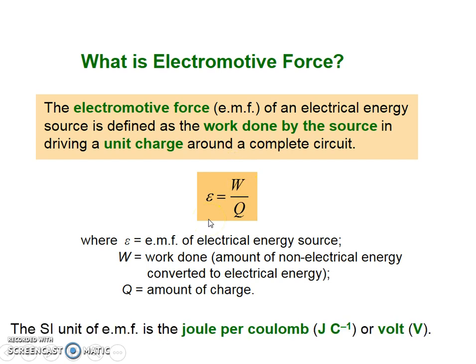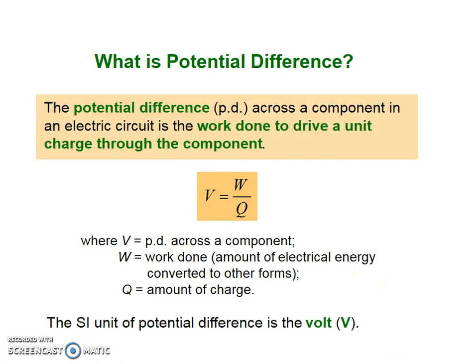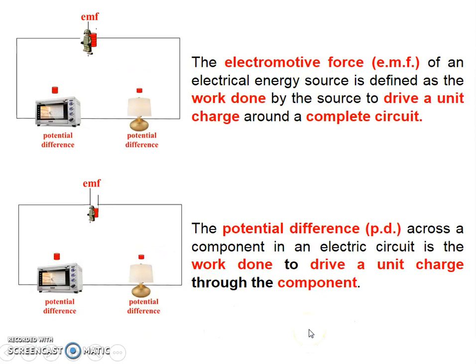The SI unit is the joule per coulomb, also known as the volt. I'm sure you've seen this before. That is the basis of 1 volt. And potential difference is similar, except that it is the energy to drive a unit charge through one component. Its SI unit is also the volt. So in short, if I compare EMF and potential difference, EMF is to drive a unit charge around the whole circuit, whereas potential difference is to drive the unit charge just through the component.